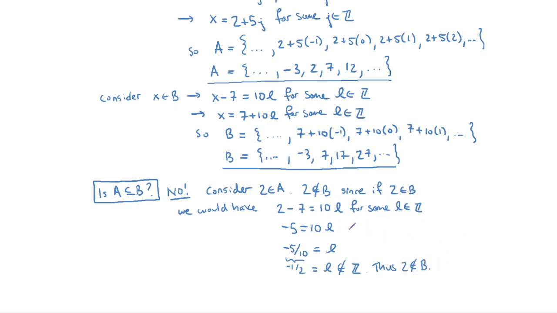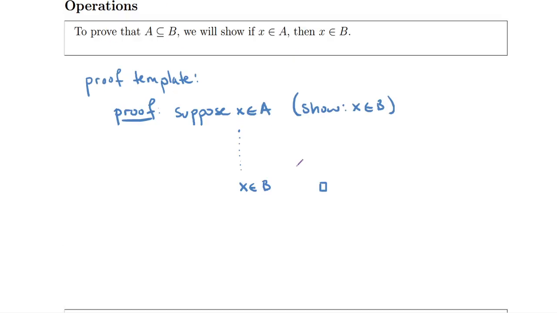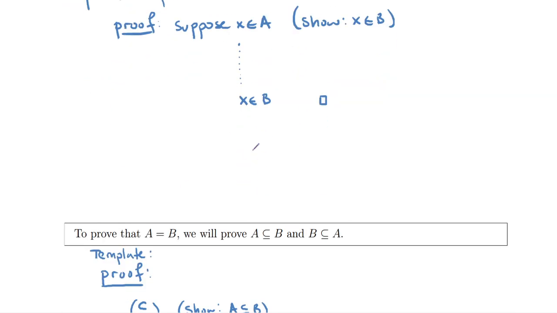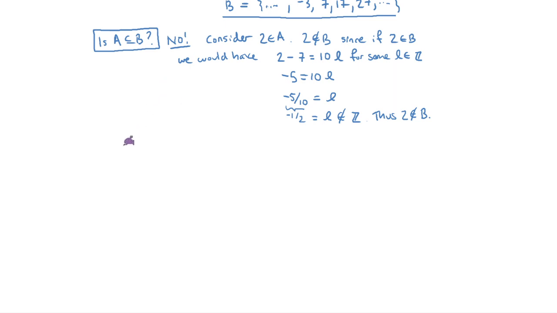And well, how about going the other way? It looks like the elements of B are contained in A. So at least no immediate counterexample is clear from that. So staring at this a little bit, it seems like we can go back and use our template up here to prove the subset inclusion, right? So if we try to answer this question, is B a subset of A?